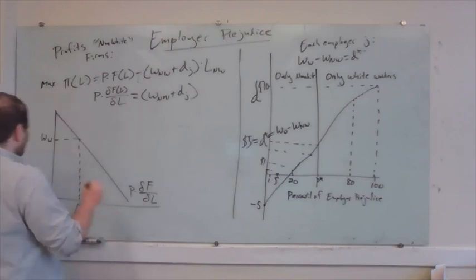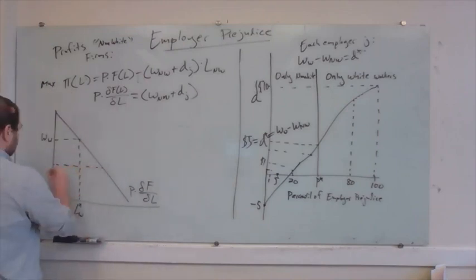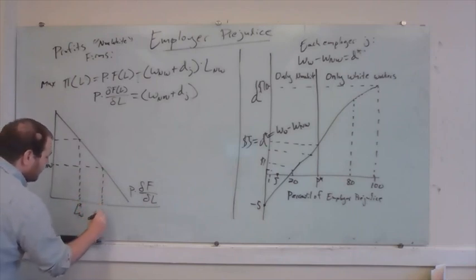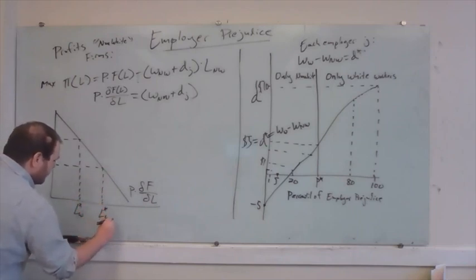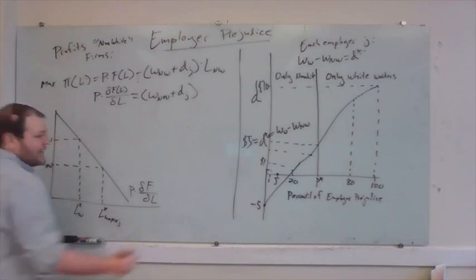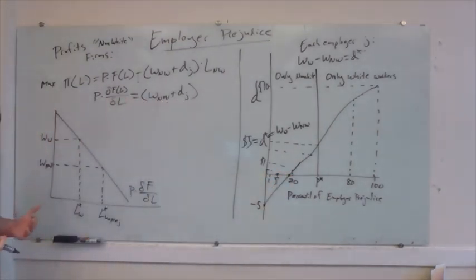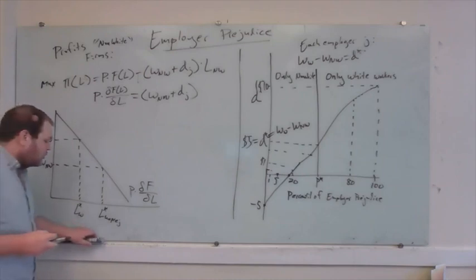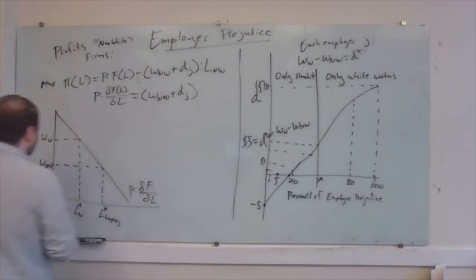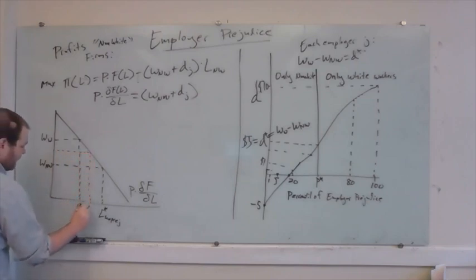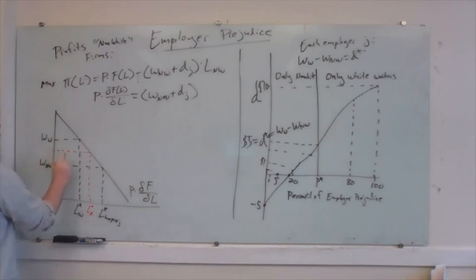If we've got a non-white wage here, a totally unprejudiced firm would hire here, right? This firm is going to hire there. If we've got some firm that's prejudiced, but not so prejudiced that they don't hire any non-white workers, they're going to make a hiring decision somewhere in between, right? Where this is going to be their D. Does this make sense?